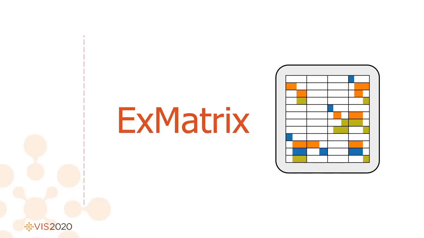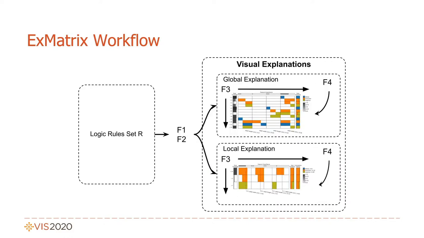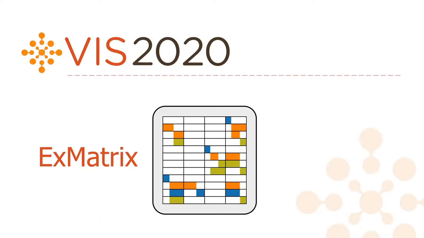We propose X-Matrix, a novel method for random forest interpretability. From a random forest model, a logic rule is extracted from each decision path on every decision tree. Once the complete set of logic rules is obtained, visual representations can be built for global and local explanations. X-Matrix, making random forests interpretable.